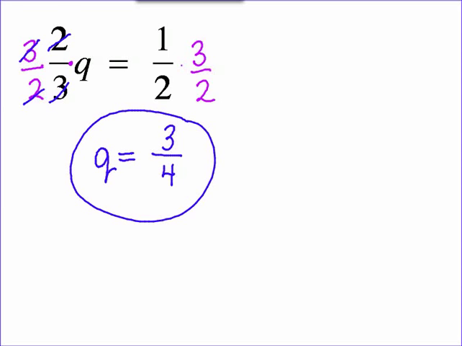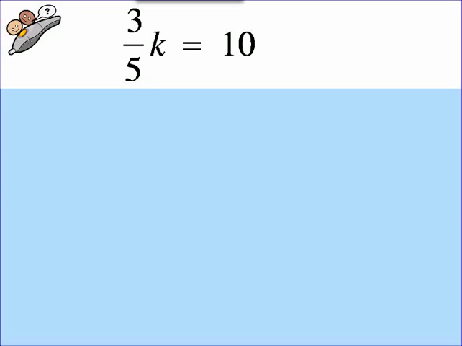Okay, let's try one. Ooh. Okay, 3/5 K equals 10. Now I will tell you right now, you're not going to get a fraction here. Okay.